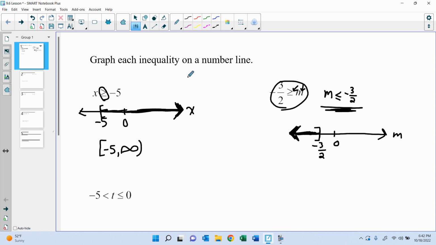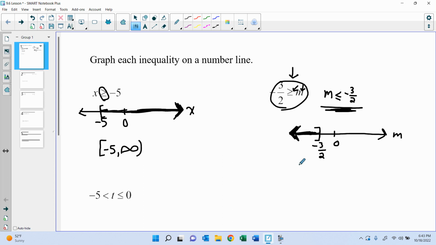Okay, now if we look at this one and we just try to see if this makes sense, well, it says that negative 3/2 is greater than or equal to all m's. Well, if you look at this graph, that makes sense. Negative 3/2 right here is greater than everything that we've shaded. So it still makes sense. Just typically turn it around. It's going to make it easier.